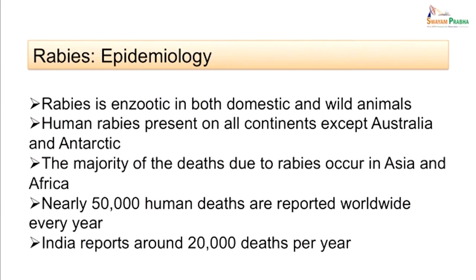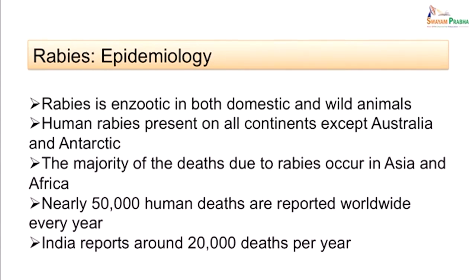Now, rabies is endemic in both domestic as well as wild animals. So, human rabies is present in all the continents except Australia and Antarctica. There are about 50 countries where there are no reports of rabies, which is because of geographic isolation, or because of the control of rabies in domestic animals, or because of strict quarantine measures. The majority of the deaths due to rabies occur in Asia and Africa. So, nearly 50,000 human deaths are reported worldwide every year.